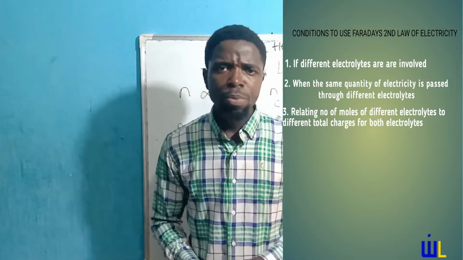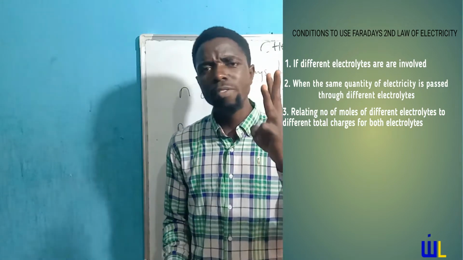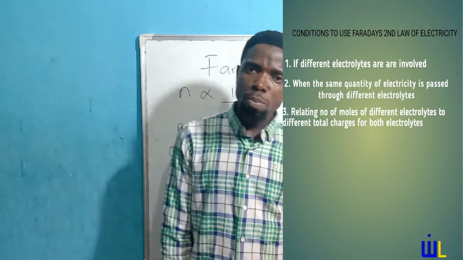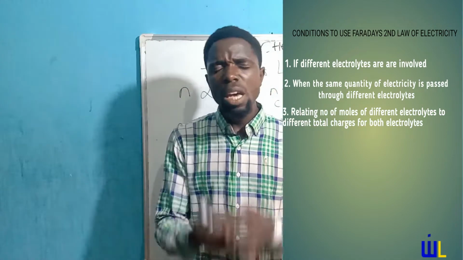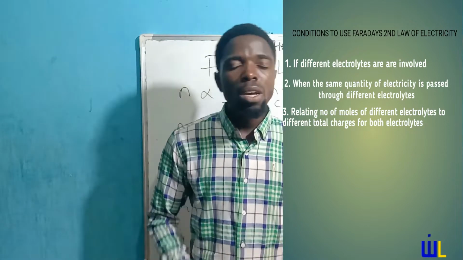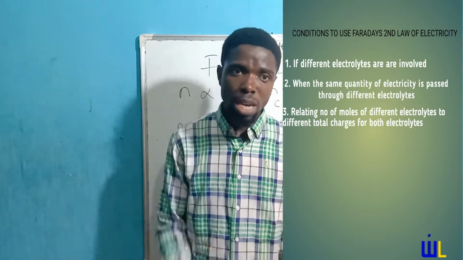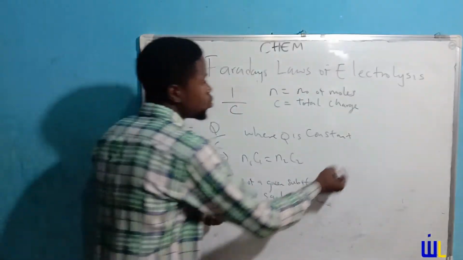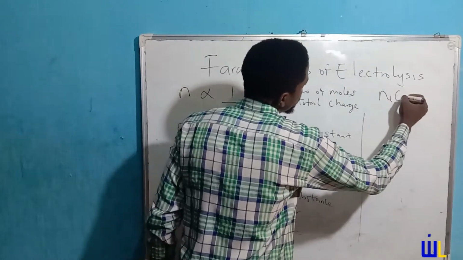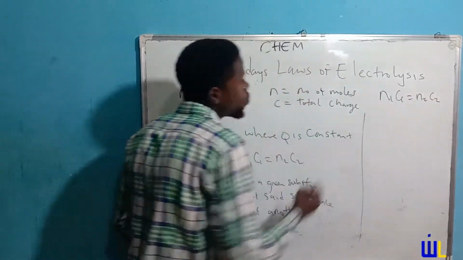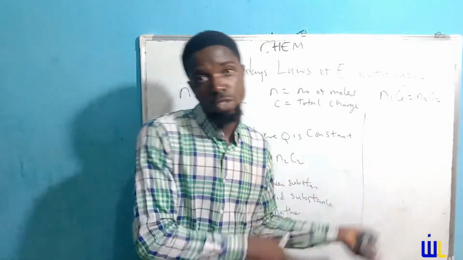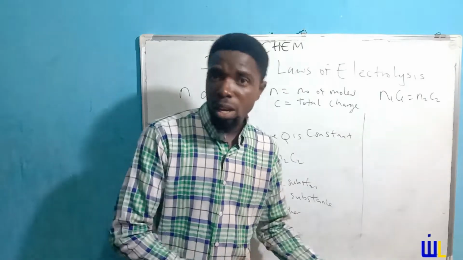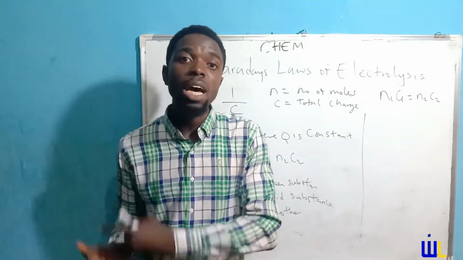If you look at a question, and in that question they simply said that the same quantity of electricity was passed through different electrolytes, and you are relating the number of moles deposited to the charge or the total charge in that particular electrolytic setup, please, no other questions should be asked. You are supposed to use Faraday's second law, and specifically the formula that is used to relate that is N1C1 equals N2C2, where N1 is the number of moles deposited for a given substance and C1 is the total charge for that substance. N2 is for another and C2 is the charge for that particular other substance.